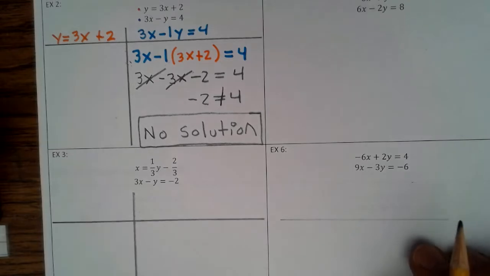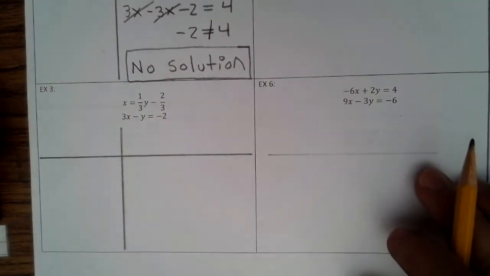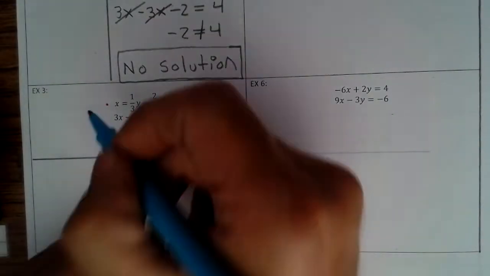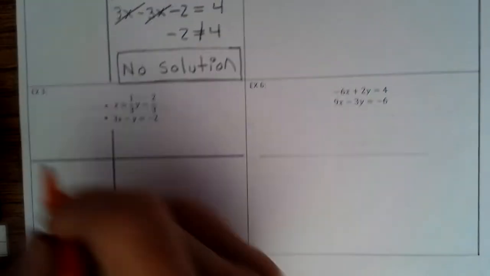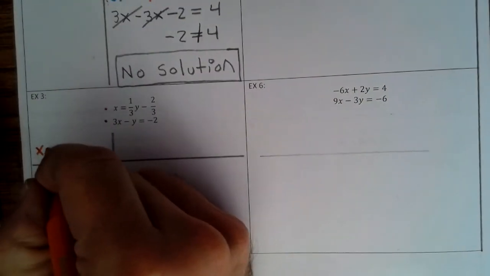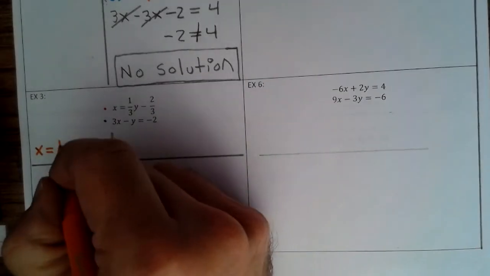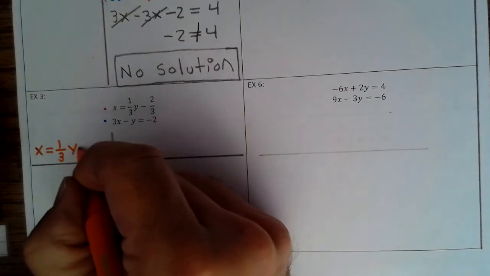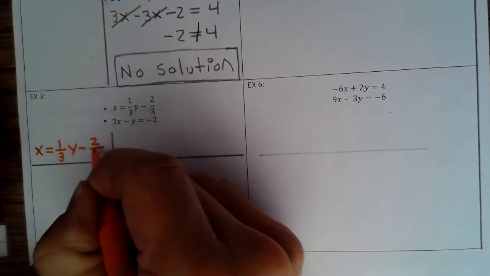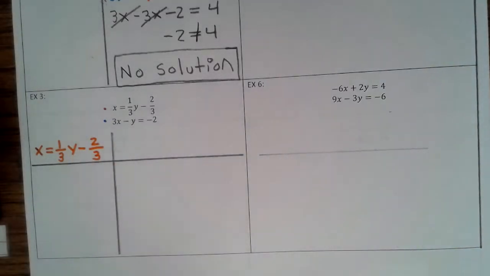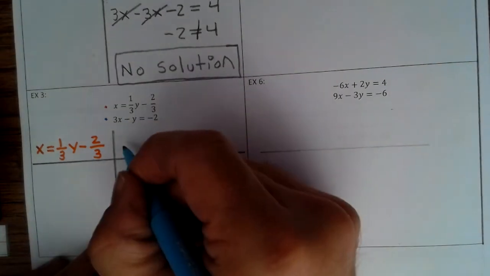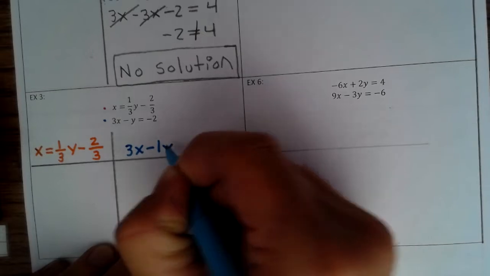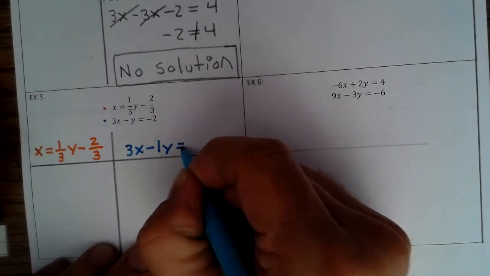All right, example 3. Again, we're still doing substitution. And again, the first equation I'm going to do in orange. Second equation I'm going to do in blue. So x equals 1/3 y minus 2/3. And the second equation is 3x minus 1y equals -2.